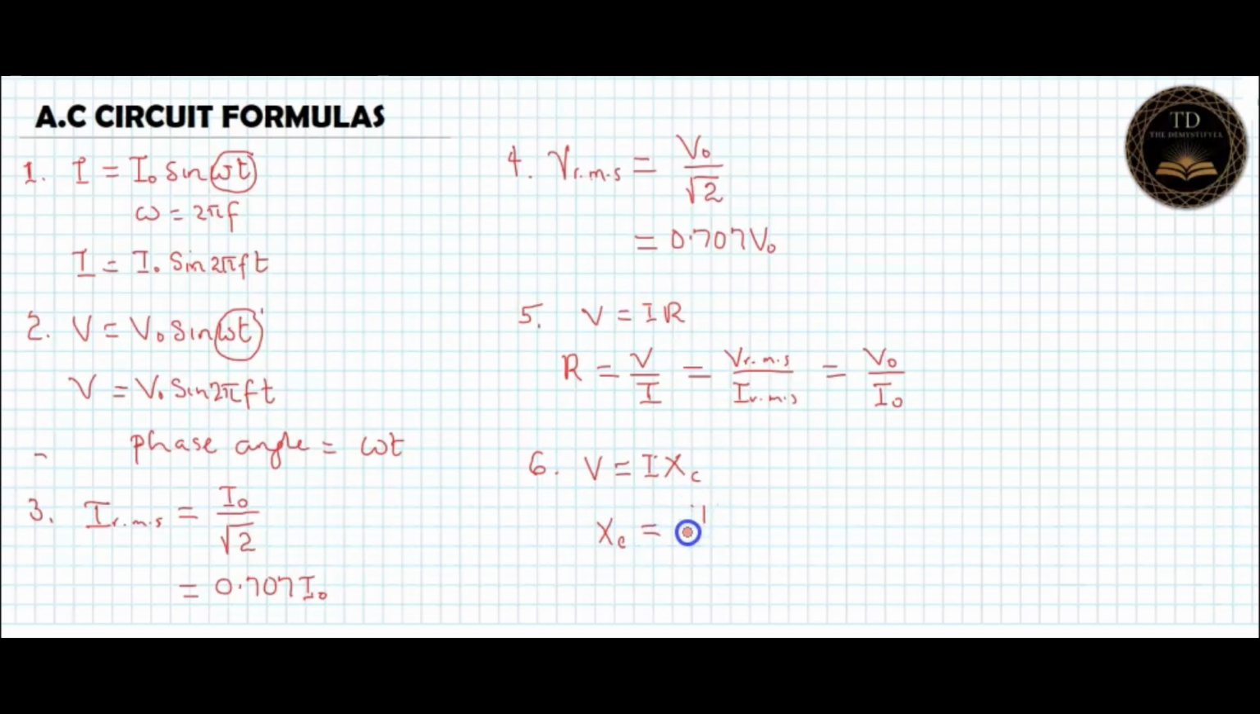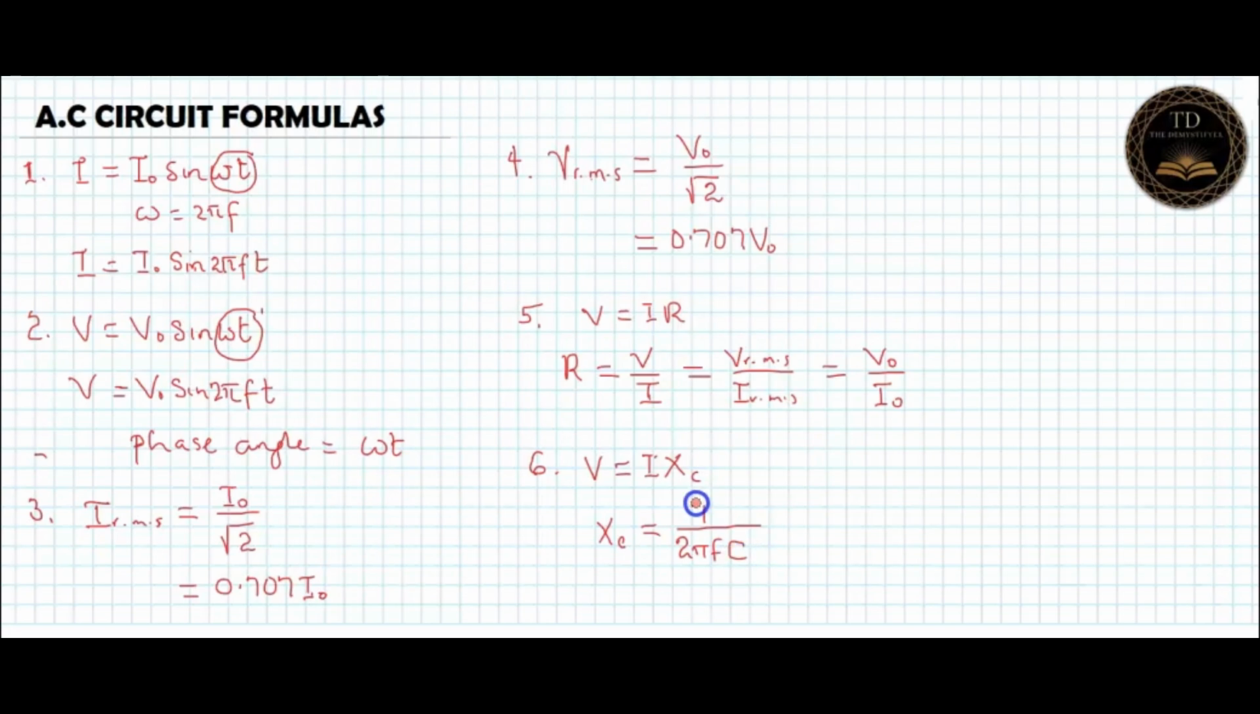Now this is given by 1 over 2 pi f C, where f is the frequency and C is the capacitance of the capacitor.